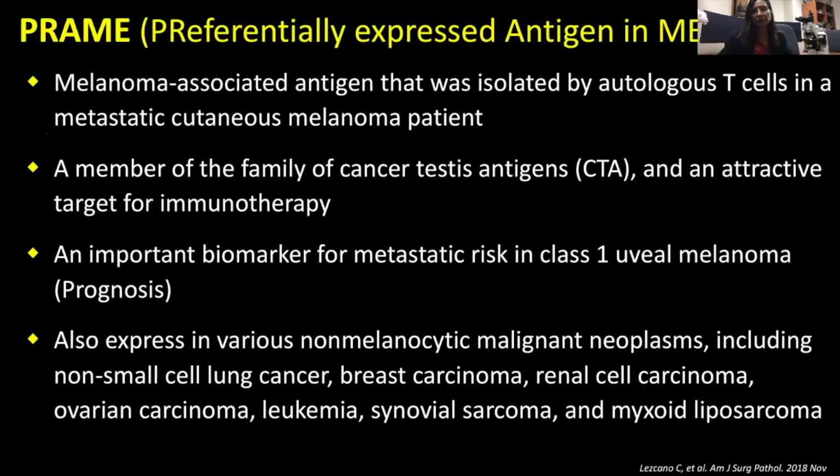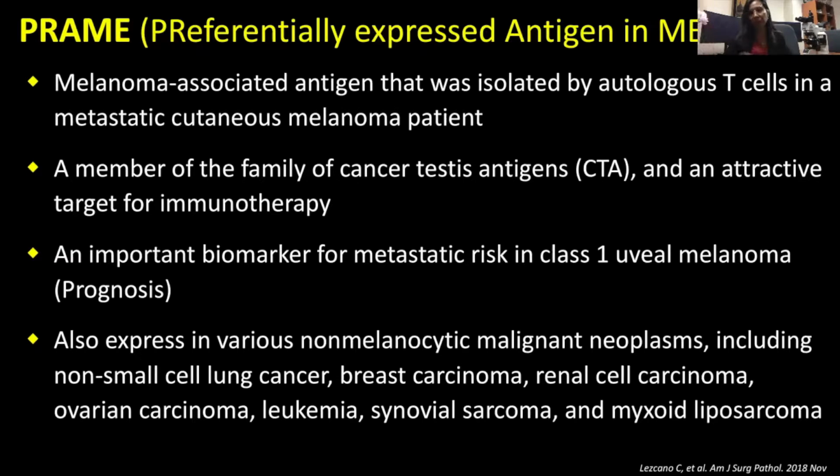Okay. And the other relatively new immunohistochemical stain that we can use in melanocytic lesions is called PRAME. PRAME is the preferentially expressed antigen in melanoma. It is a member of the family of cancer testis antigens, CTA, and is an attractive target for immunotherapy, not only useful for the diagnosis of melanoma versus nevus. Okay, and also it's an important biomarker for metastatic risk in class 1 uveal melanoma cases. So it's also a prognostic factor and therapeutic target.